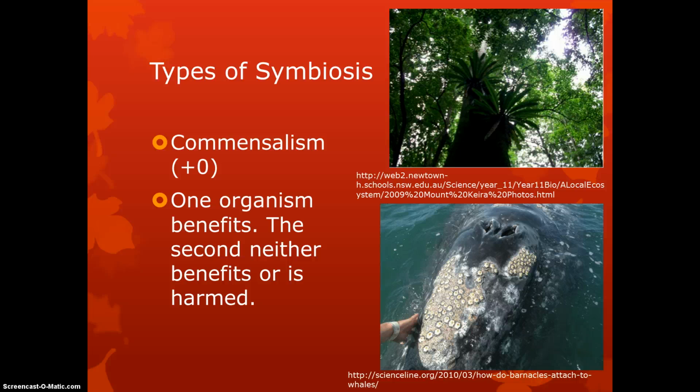Our third type of symbiosis is commensalism, represented by a +0. This is where one organism benefits and the second isn't benefited, but it's not harmed either. The example here is a bird's nest fern. In comparison to the mistletoe, this bird's nest fern will grow on the side of a tree, but it doesn't steal nutrients from the tree. It basically just stays there. The benefit to the bird's nest fern is that it's able to get higher to the canopy so that it gets more sunlight. And it doesn't hurt the tree by being there, but it doesn't really help it either.